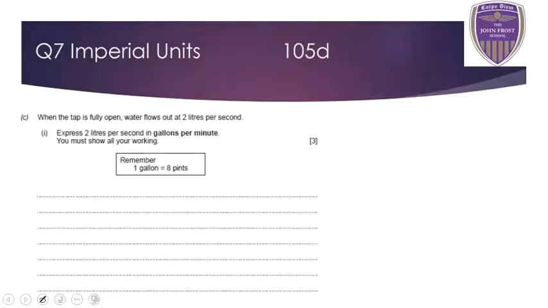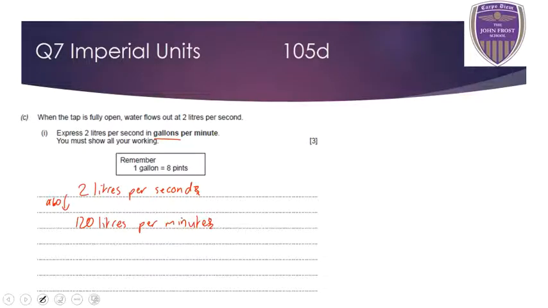Okay. When the tap is fully open, then the water flows out at 2 litres per second. We have been asked to express 2 litres per second in gallons per minute. So litres per second, so 2 litres per second. Well, in a minute, that's times 60. So we're effectively needing 120 litres per minute. But we want to change that 120 litres into gallons. So how are we going to do that?